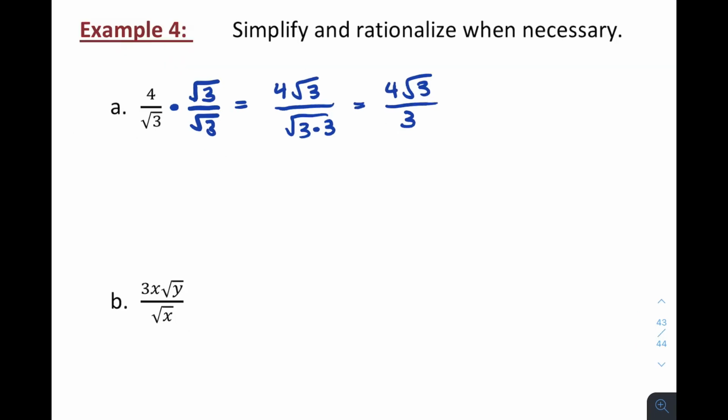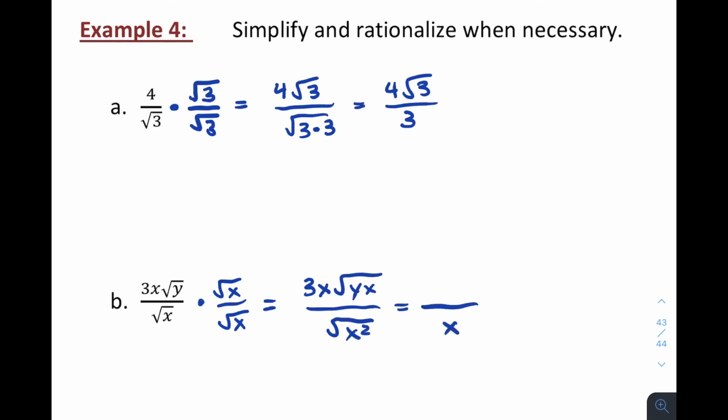On my next one, same idea. I need another factor of x inside my radical in the denominator. So just make sure you keep your outside and your inside of your radicals separate. You're going to be able to take the square root of x squared and just get x. And then you have 3x times the square root of xy, and you can divide out your x's to get 1, so you just end up with 3 square root xy.